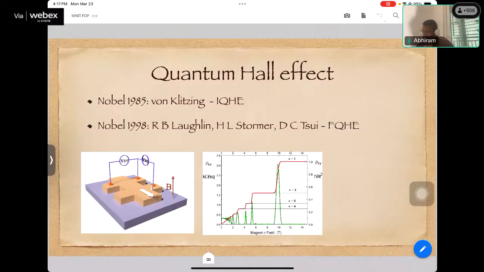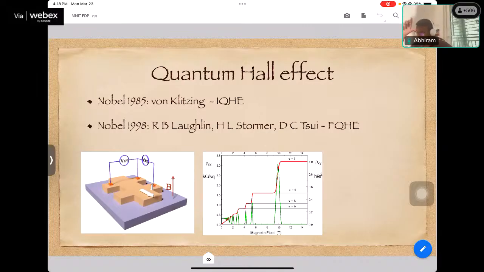You see in the figure on the left, you have a two-dimensional electron gas. The patch here is a two-dimensional electron gas. Along the x direction, you apply a current bias. You connect a current source, and you drive a current. And in the perpendicular direction, the y direction, you measure the voltage. Not only that, for the two-dimensional electron gas, you apply a perpendicular magnetic field.